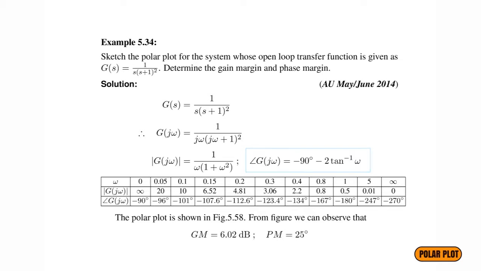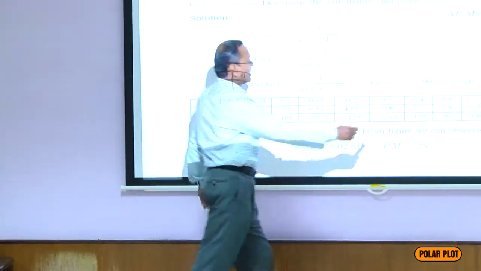That's all. If you substitute omega equal to 0, definitely it starts from infinity magnitude at an angle of minus 90. It is a type 1 system, that's why it starts from minus 90. And where does it end? Substitute omega equal to infinity, the magnitude becomes 0, and the angle is minus 90 minus 180, which is minus 270. It ends at minus 270. We got both the starting point and the ending point.